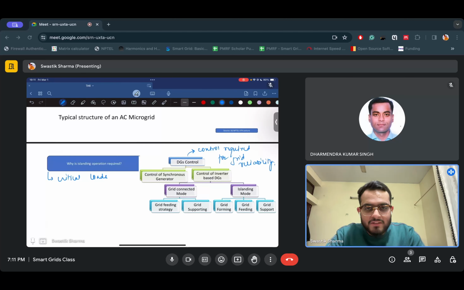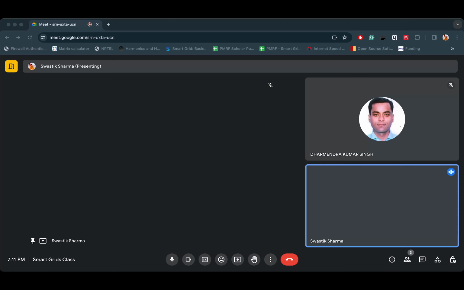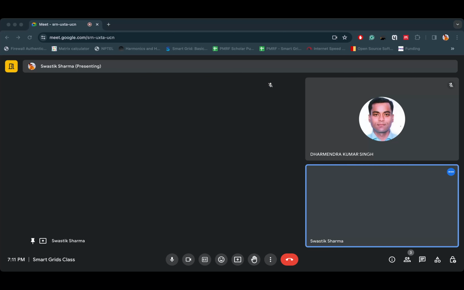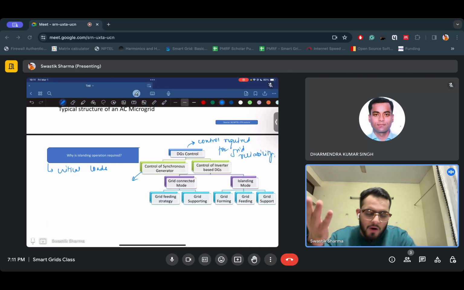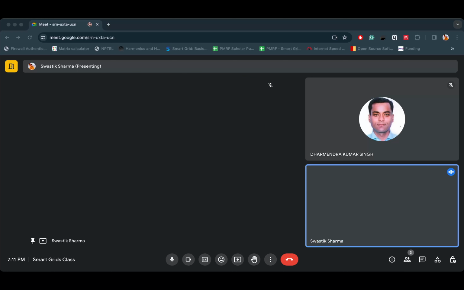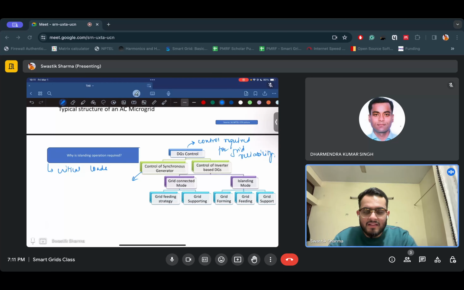Right. So there are two kinds of DGs, synchronous based DGs and inverter based DGs. Control of synchronous based DGs is very simple. What you do is control how the energy being admitted into the prime mover is regulated. Let's say you experience a change in load, so you would want to change the speed of your generator to be able to match the load. So that is how you control it.